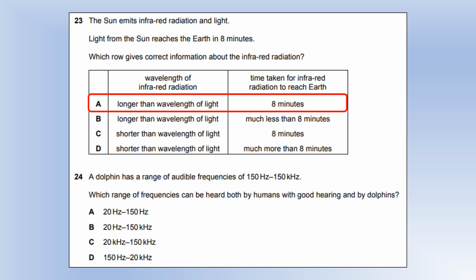A dolphin has a range of audible frequencies of 150 Hz to 150 kHz. Which range of frequencies can be heard by both humans with good hearing and by dolphins? So humans can hear anywhere between 20 and 20,000 Hertz. So if both are going to be able to hear it, it's got to be 150, because then both the dolphin and the human can hear it. So it's got to start at 150, which means straight away we know the answer is D without even checking anything further. But at the upper end, it's going to be the humans that put the limit on the frequency.